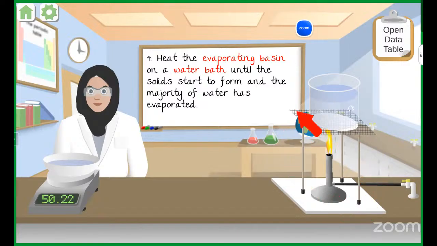I hope you still remember we did this: how to identify laboratory equipment. What is the name of this? Bunsen burner. Good. How about this? Gauze. Good. How about this? Tripod. Good, a tripod.